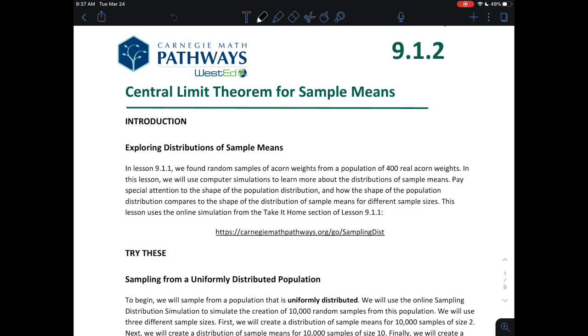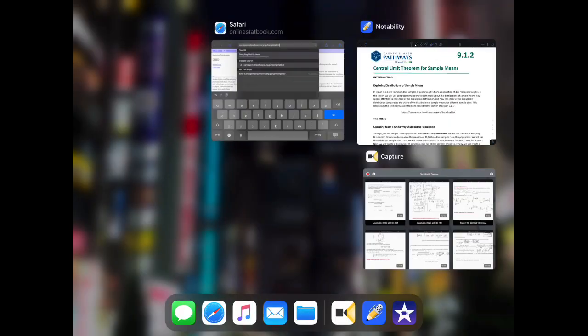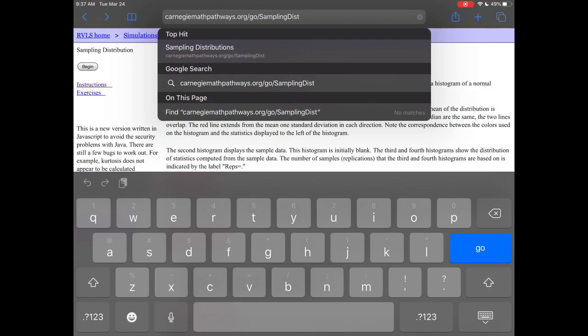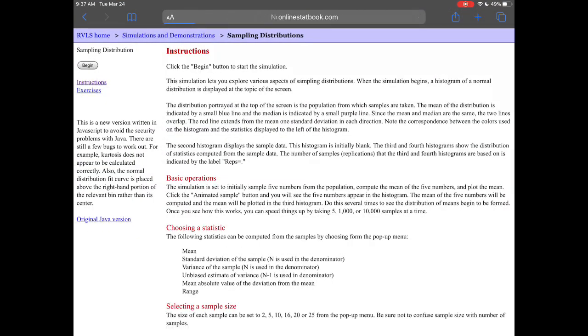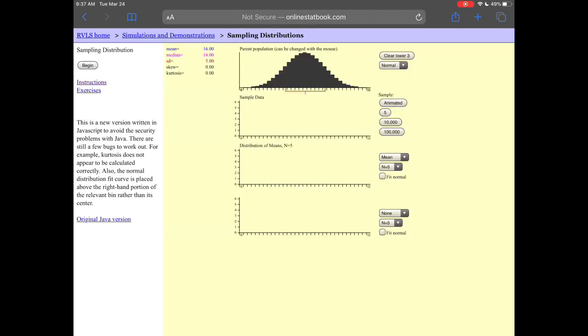So I'm going to go to this website, carnegiemathpathways.org/go/samplingdist. So I have it over here. And that brings me to this website, and I'm going to click on Begin under Sampling Distribution on the left. And then I'm going to be following the words in the worksheet as we see things on this website.